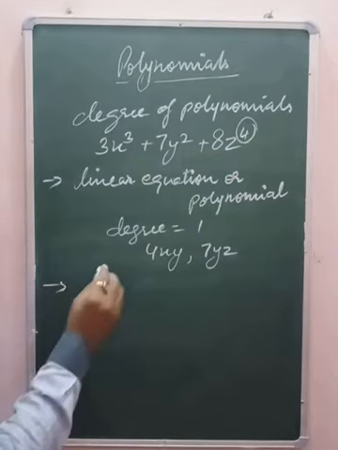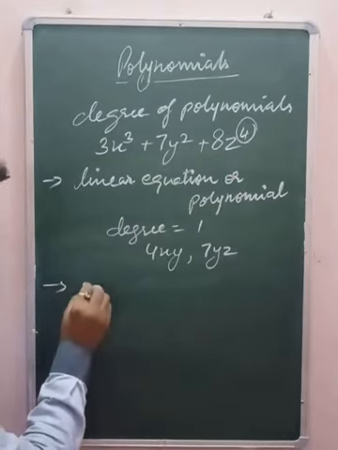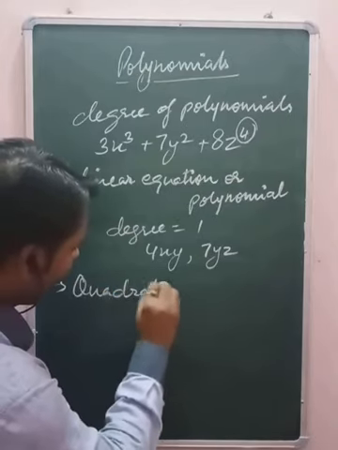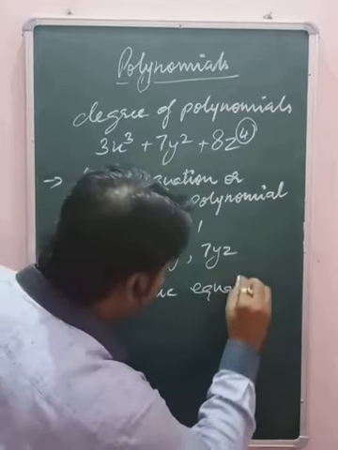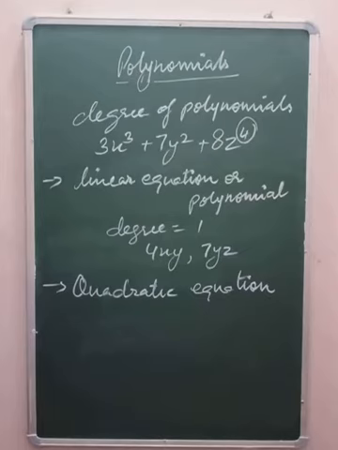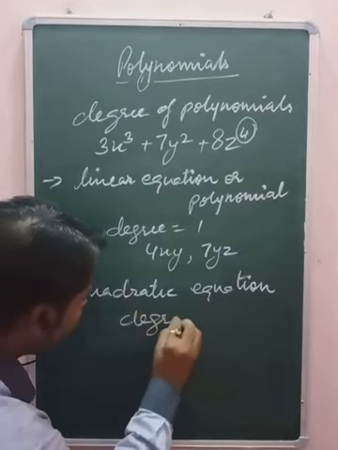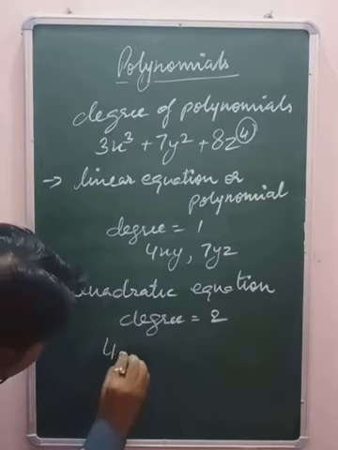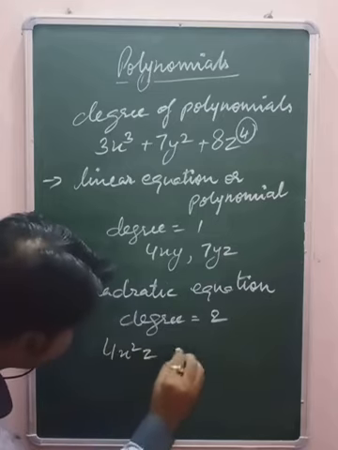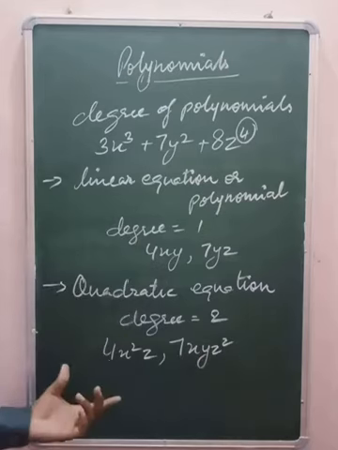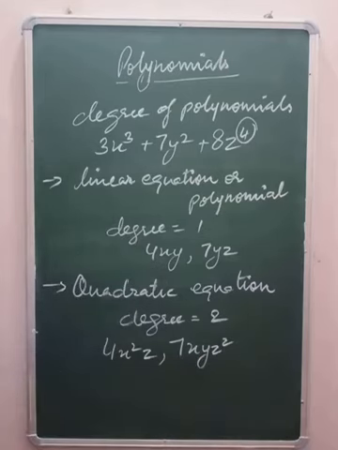And after that we have the quadratic equation, or you can say quadratic polynomial. In quadratic equations, we have the degree 2. In this type of polynomial, we have the maximum power 2. You can go through here like this: 4x square z or 7xyz square. You can look at these equations here. The maximum power is 2.